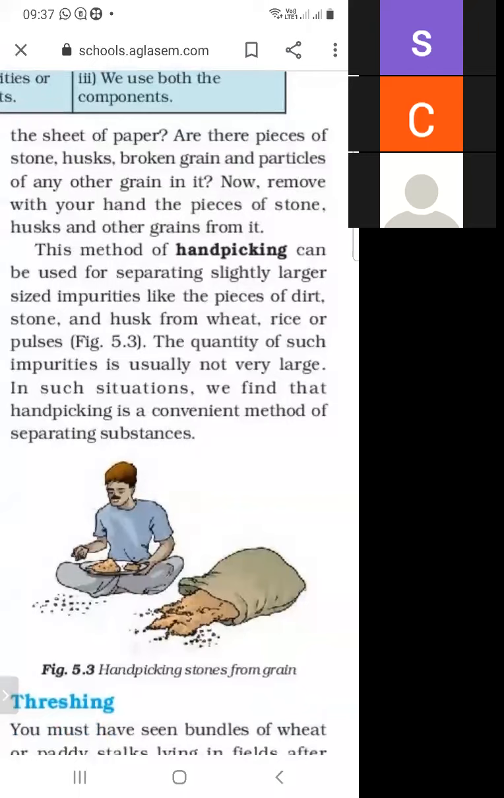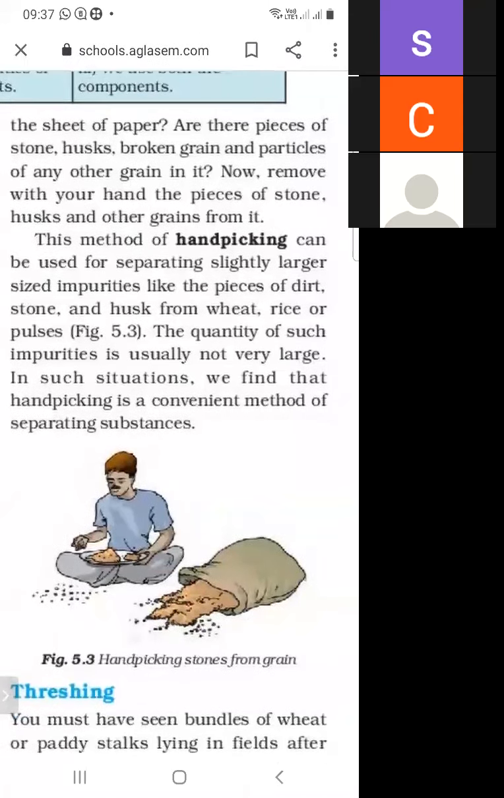This method of hand picking is very useful if the particles of dust are present in a larger quantity, like dirt, stone, and husk, and their size is large. If particles of dirt, stone, and husk are present in the wheat, rice, or pulses, then we will use the process of hand picking.